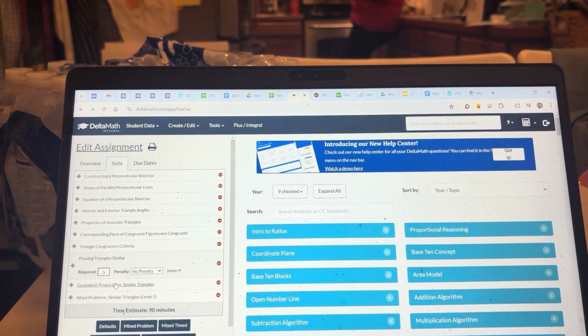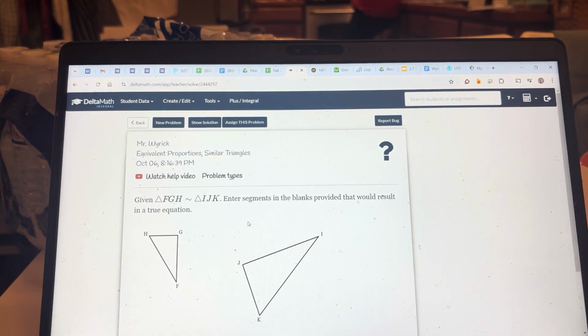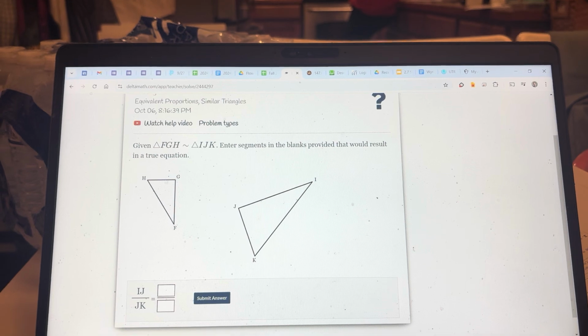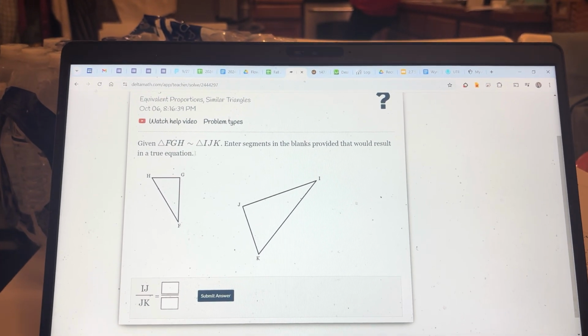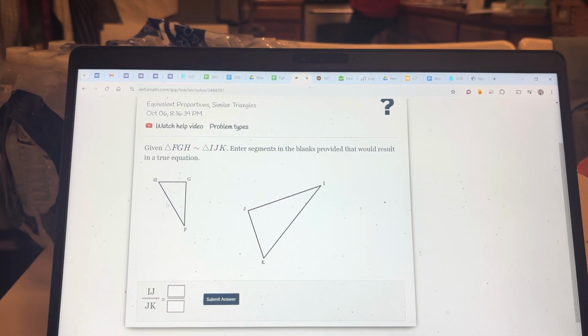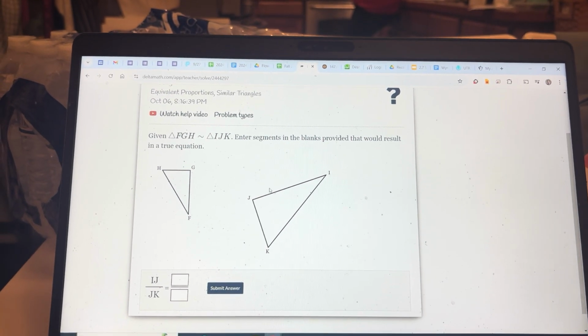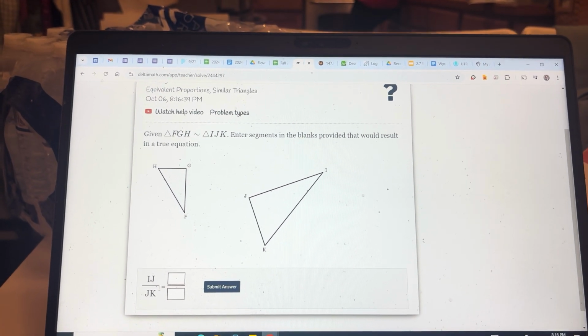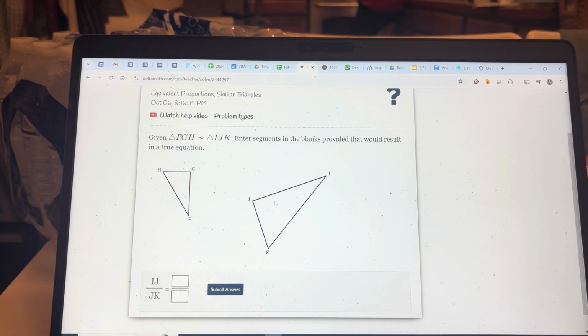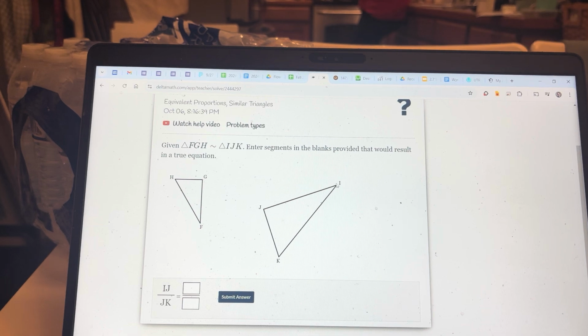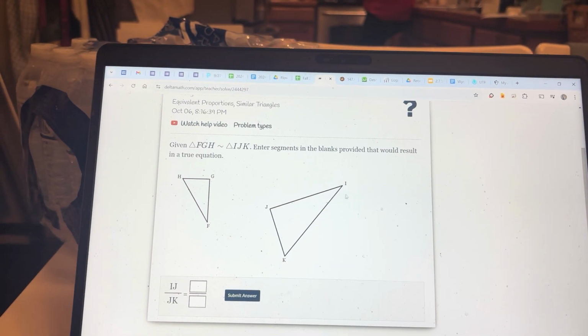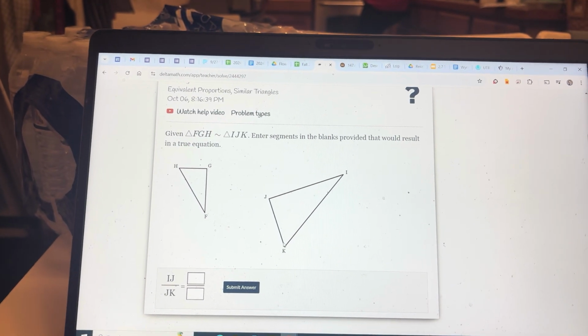Okay, the equivalent proportions and similar triangles. This is the one where there's no numbers. It gives you statements up here. So it's either going to give you little over big, or it's going to give you big over little, or it's going to do like this one did. This is the weird one. It gives you two sides of the single triangle, okay? It gives me IJ and JK.